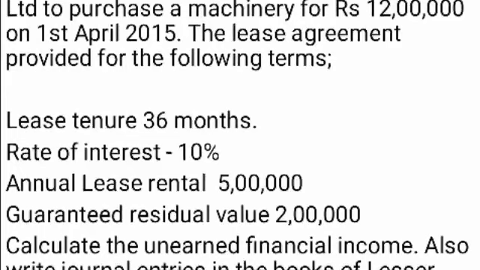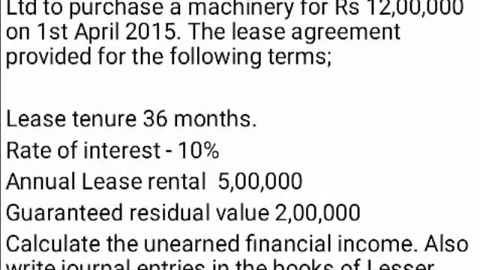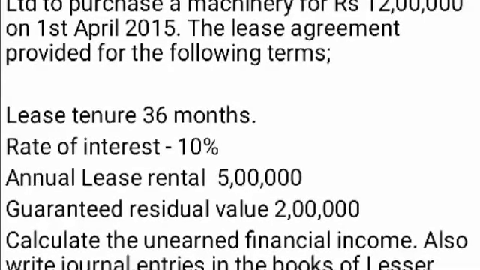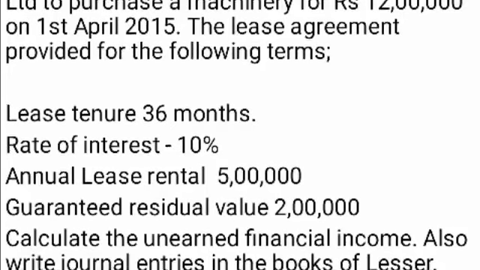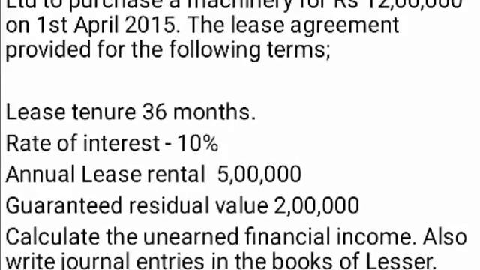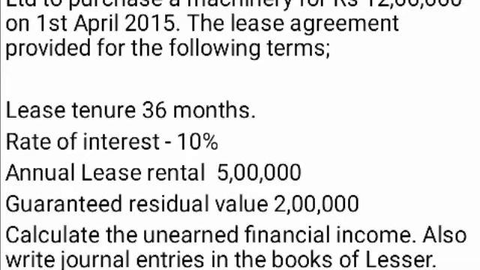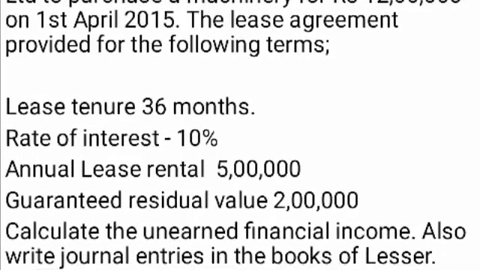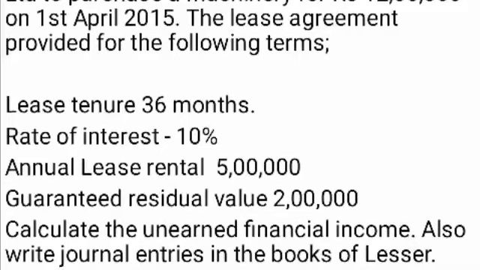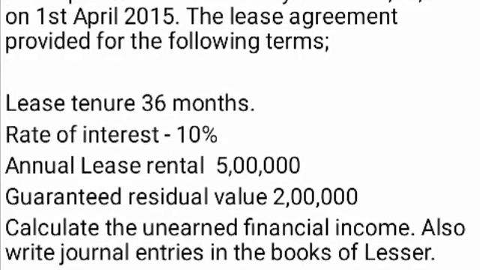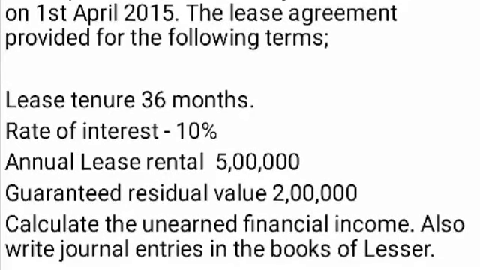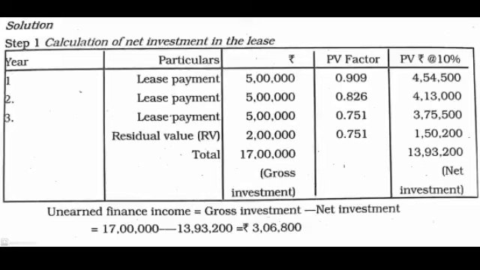Then calculate the unearned financial income. Also write journal entries in the books of lessor. This is the question for calculating unearned financial income, and also writing journal entries in the books of lessor. Here we want to calculate the unearned financial income and the amount paid for each year as interest and as rental amount. Then we want to pass necessary journal entries and calculate the amounts. First of all, we want to calculate the net investment in the lease.